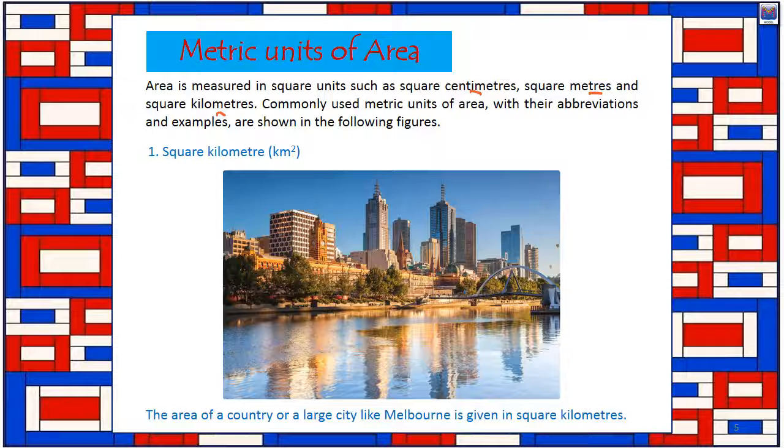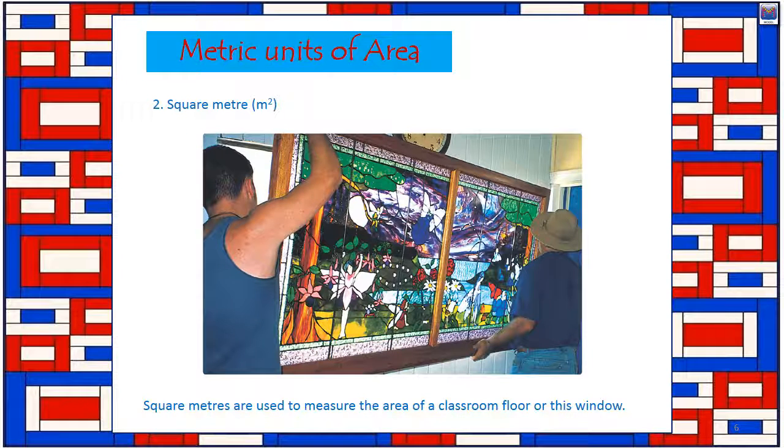Square kilometers is for large areas. A square kilometer is a square that's a kilometer by a kilometer, such as the area of a city like we've got on the slide there. Square meters are obviously smaller. A square that's 1 meter by 1 meter is 1 square meter, such as that window there, or a classroom floor.